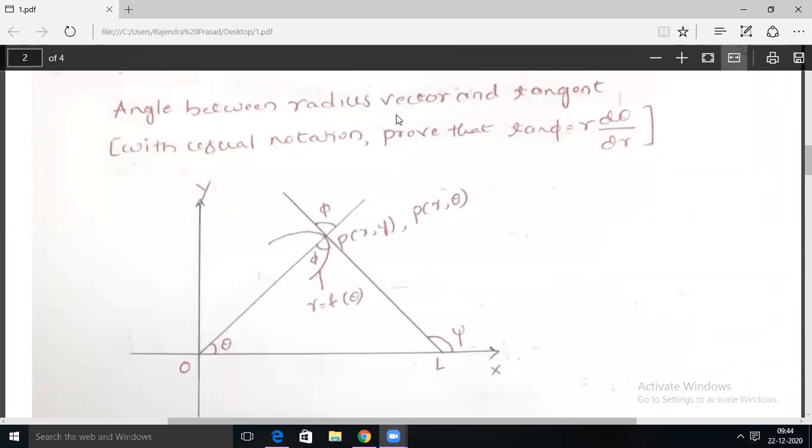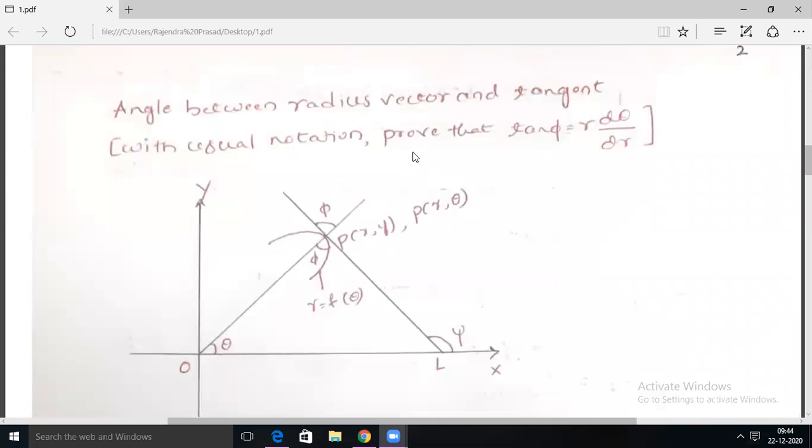How they ask this as a formula: with usual notation prove that tan psi is equal to r into d theta upon dr. With usual notation prove that tan psi is equal to r into d theta upon dr.